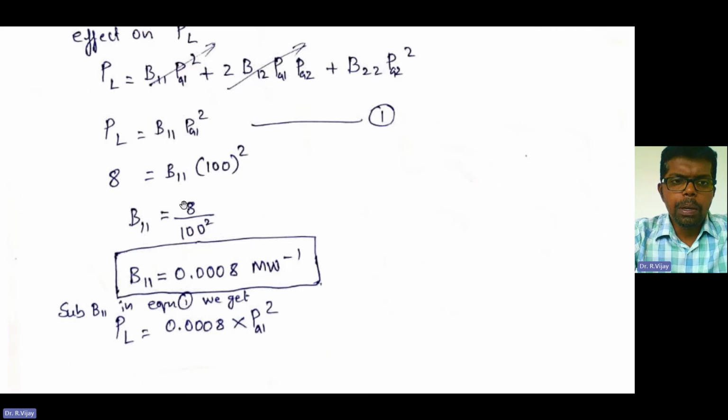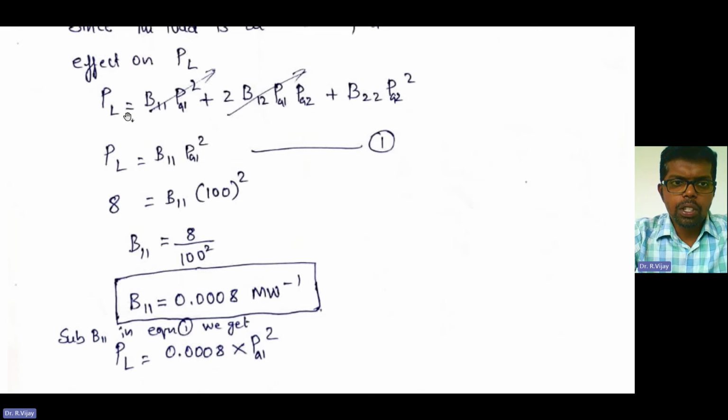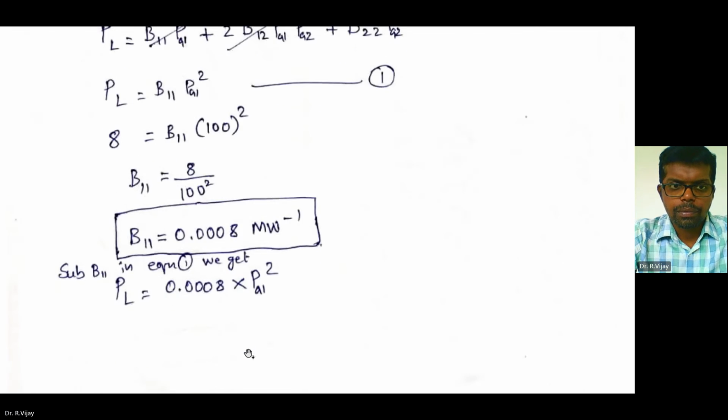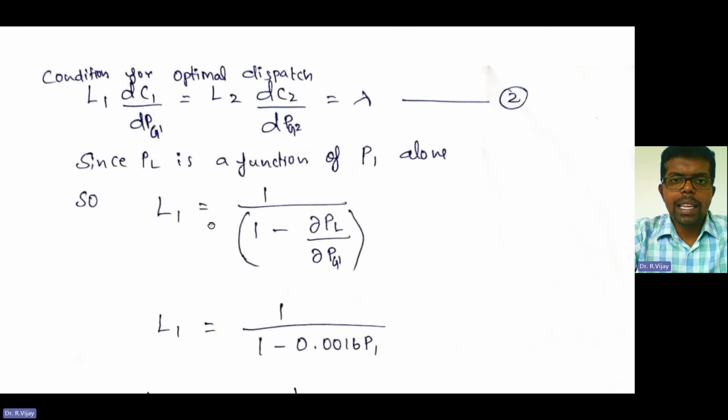Now substitute B11 in this power loss equation. So PL is equal to 0.0008 into PG1 squared. So this is the power loss equation. Next, what is the condition for optimality? That you already know: L1 into dC1 divided by dPG1 is equal to L2 into dC2 divided by dPG2 is equal to lambda. Since PL is a function of PG1 alone.